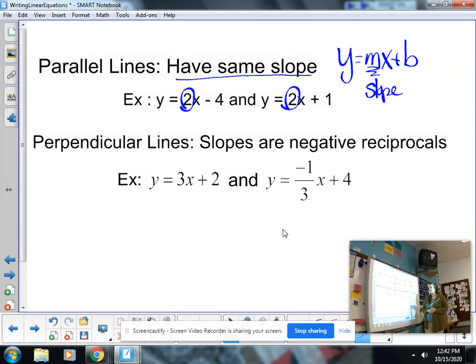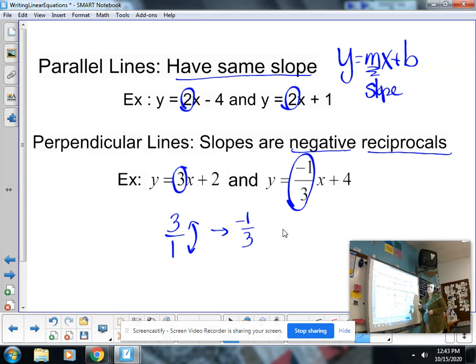For perpendicular lines, your slopes are going to be negative reciprocals. So that means whatever the slope of one line is, you are going to flip it, change the sign, and that's going to be the slope of the other line. So this first line has a slope of 3. Well, if I take 3, remember that's really 3 over 1. So I'm going to flip that and put a negative with it, and that would give us negative 1 over 3, which is the slope of the other line. That means that those two lines are perpendicular.